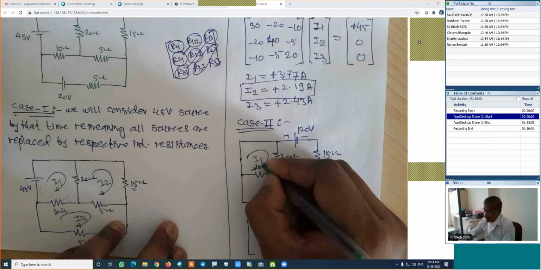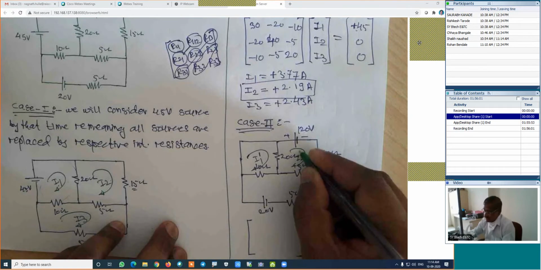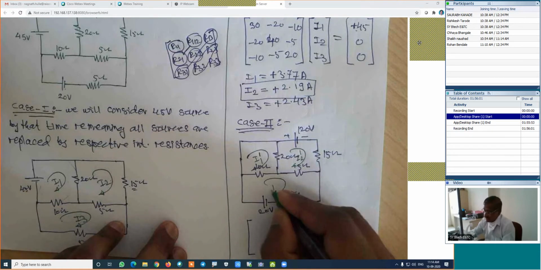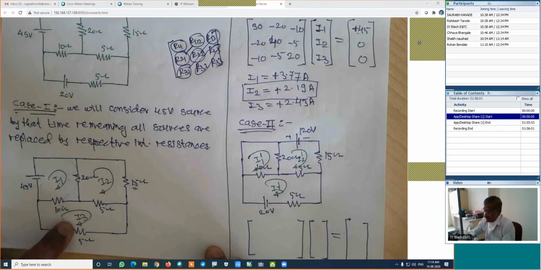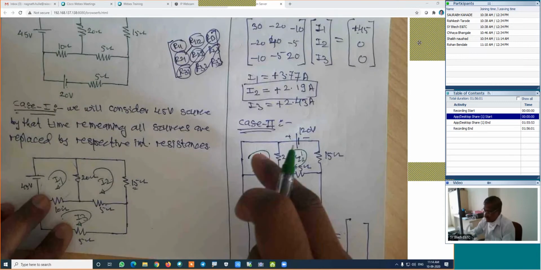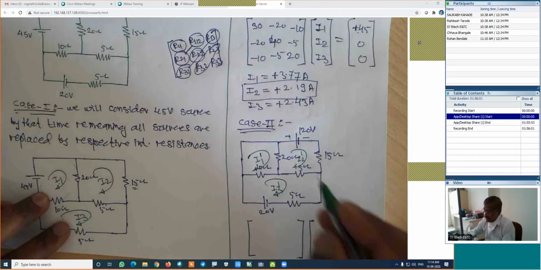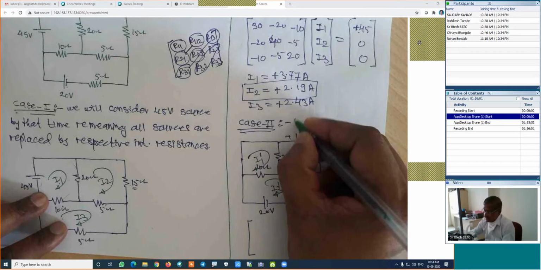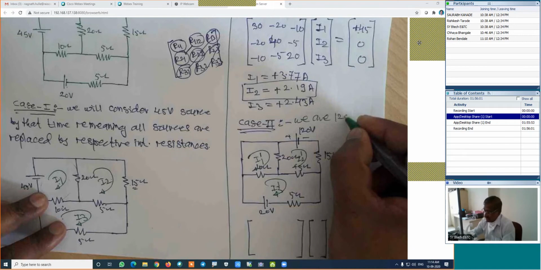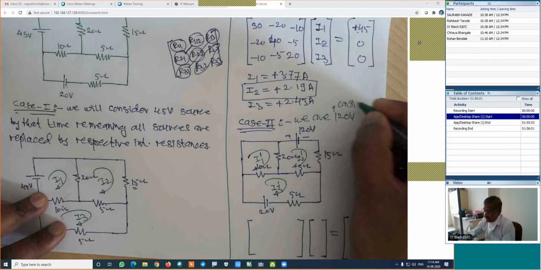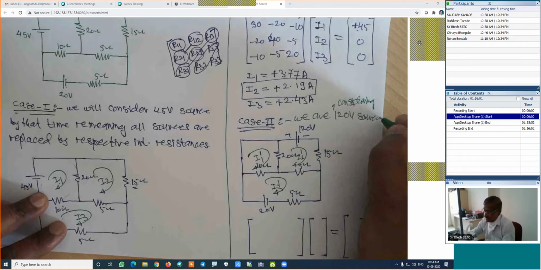This current I will give I1 dash, this current I2 dash, and this current is I3 dash. Same I1, I2, I3 for case 1, and the same currents I1 dash, I2 dash, I3 dash for case 2. And in case 2, what we have done, we are considering the 120 volt source. Is it right?